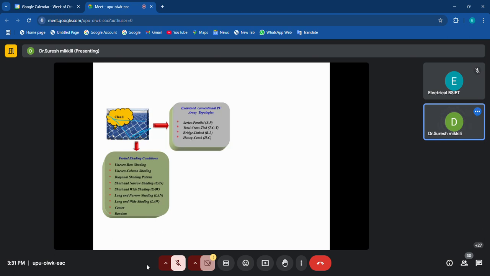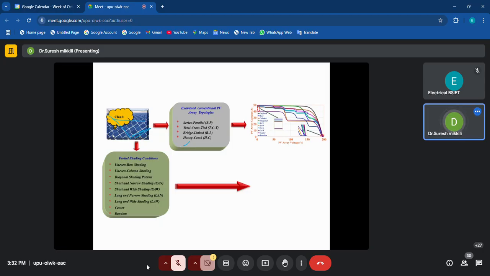Then these shading conditions are examined in different topologies, meaning different configurations, which today we are going to see. The modules can be connected in series, parallel, bridge link, honeycomb, TCT, and different conditions will be there. I'll try to explain that. When I consider different shading conditions on different PV configurations, the output characteristics can be measured, that is, the IV and PV curves.